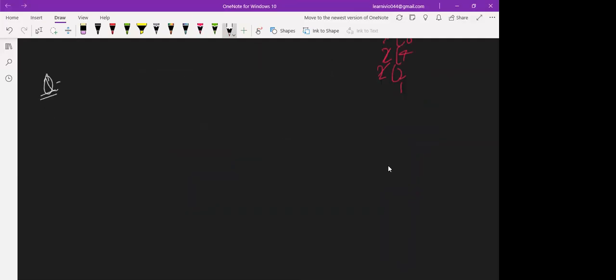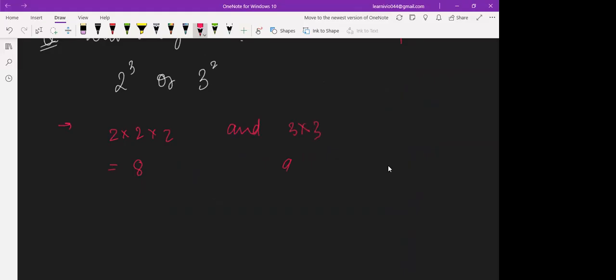So next is, which is greater? You need to compare. The first number is 2 to the power 3 or 3 to the power 2. See, first you calculate what is 2 to the power 3. So 2 to the power 3 is equal to 2 into 2 into 2, which is 8. And 3 to the power 2 is 3 into 3, so it becomes 9. So which is greater? I know 9 is greater. Thus, 3 to the power 2 is greater than 2 to the power 3.